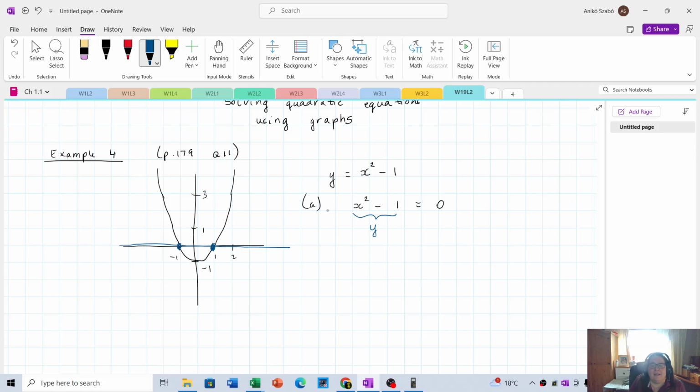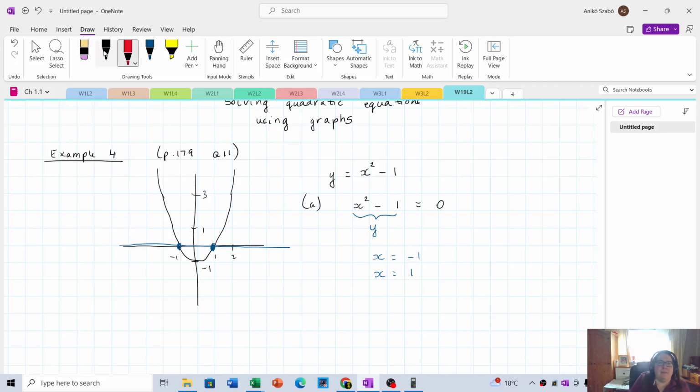We have to solve this equation for x, so they just want the x coordinates of these points. One of the points has x coordinate -1, and the other point has x coordinate +1, and that's it. Now we could have solved this by adding 1 to both sides and then taking the square root, remembering that the negative is also a solution, but we have to use the graph.